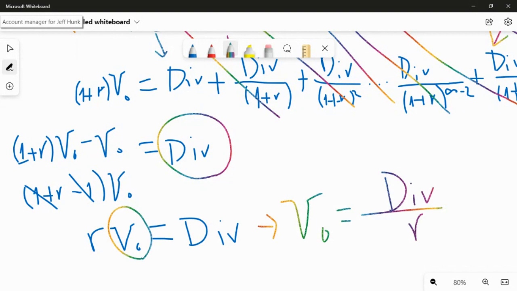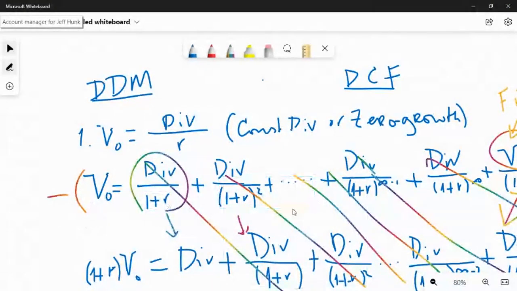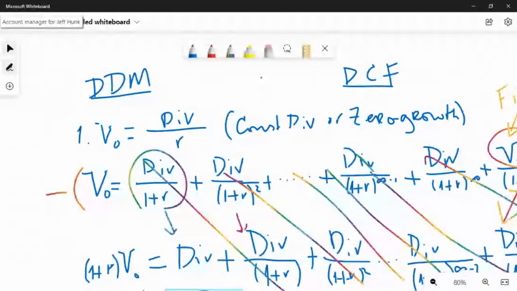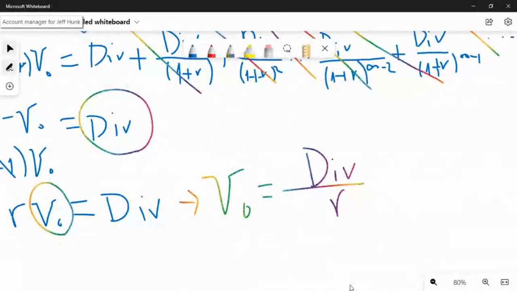You may just try to memorize this, oh, this is a zero growth model. But how did we arrive at this? How could we arrive at this from originally from equation 1? This is how we arrived at that equation, right? So this is how the zero growth model is derived.